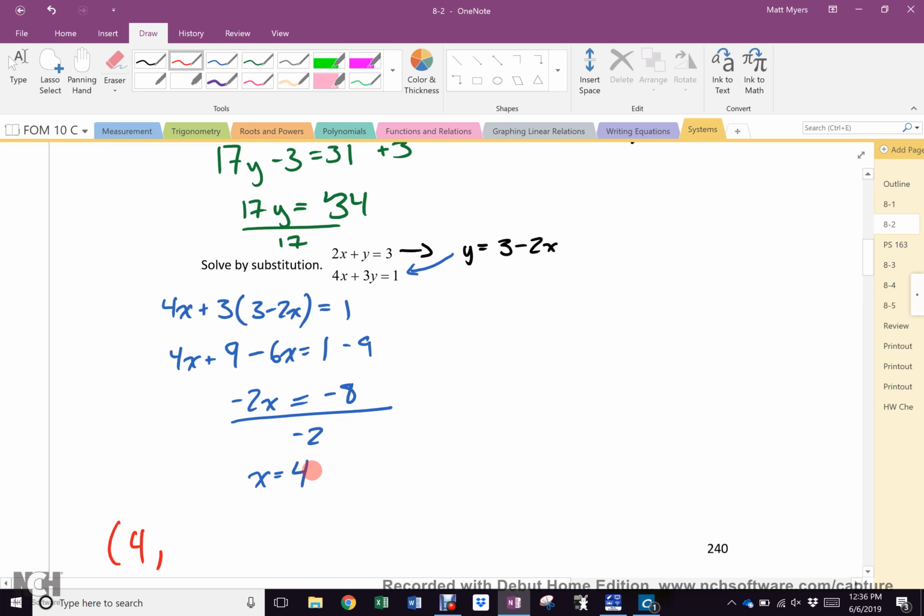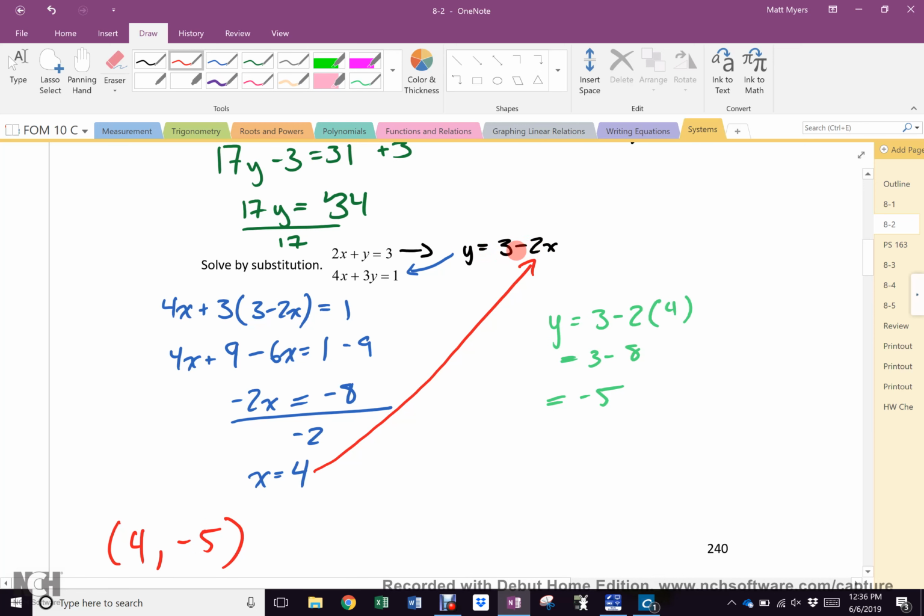Now what? I have my x, so I know my answer is 4 something. Goes back to where? To the black one. Why should I go to the black one? Because y is already isolated. But could I go to either of these? Sure I could. Doesn't matter. But this one is already isolated, so I would do that one. And I would get y equals 3 minus 2 times what? 4. 3 minus 8. Negative 5. So what goes here? Negative 5.